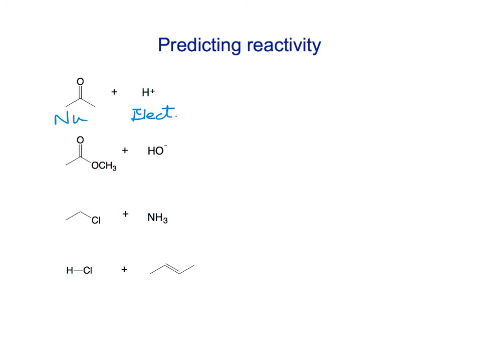So let's look. We could have a pi bond there. We also have non-bonding electrons on the oxygen. So what we'll typically see is that the non-bonding electrons will act as the nucleophile. The H plus will be the electrophile. And really, this is just an acid-base reaction in this case.